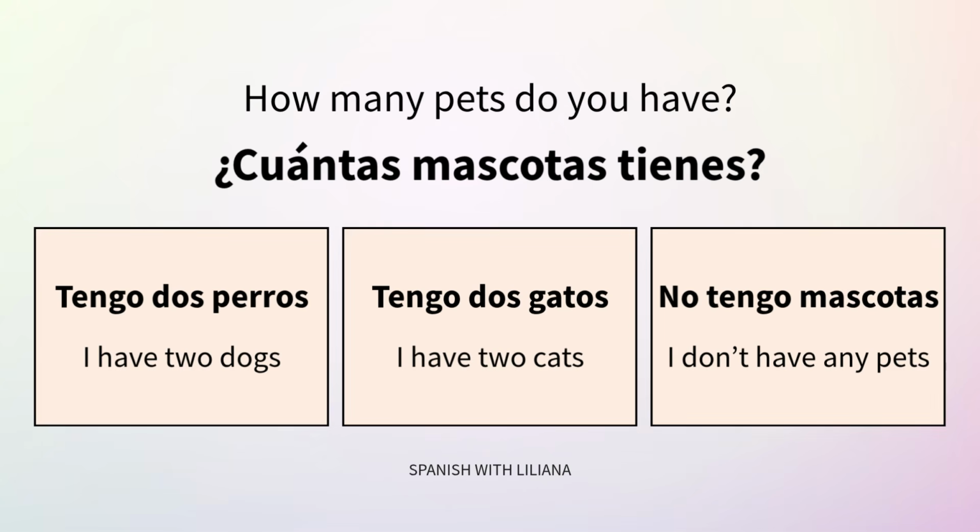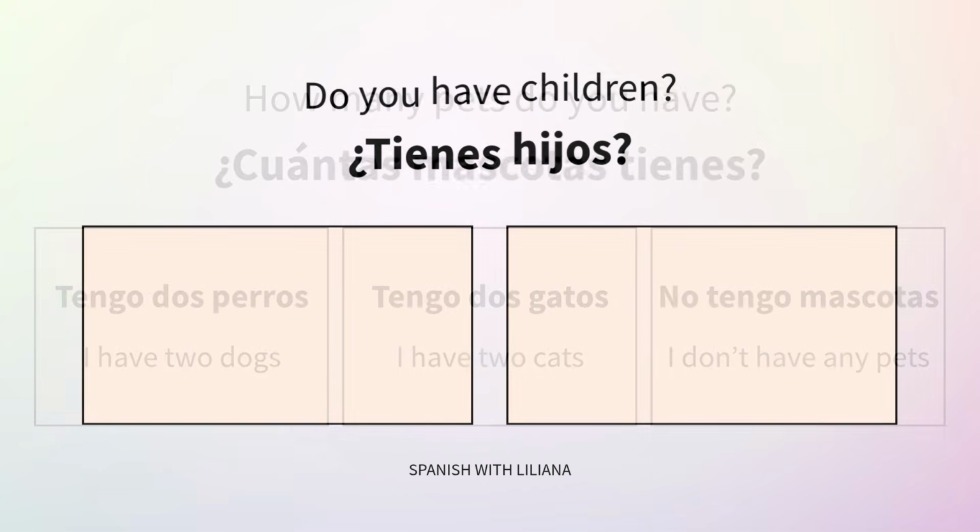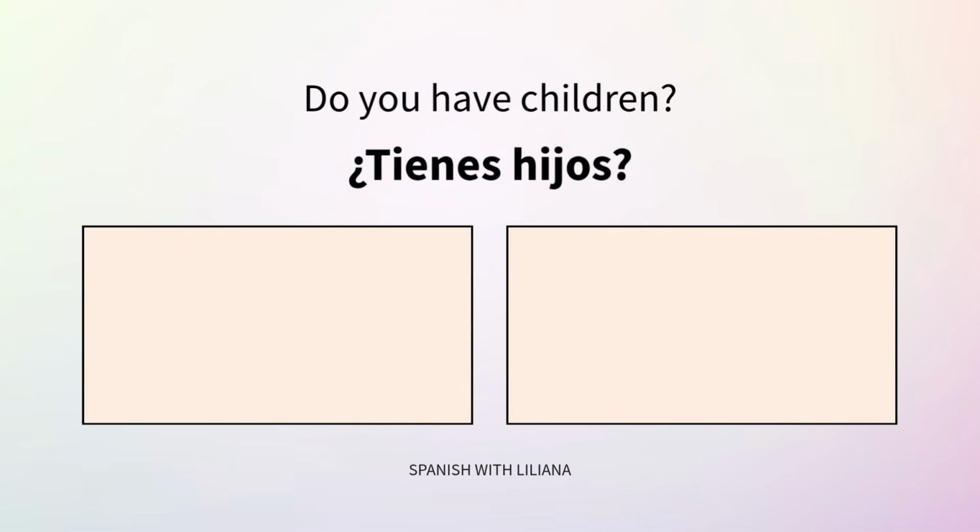So now you can use these questions with other nouns. Just substitute mascotas and then you have more questions. I do want to point out that we use cuántos with masculine nouns and we use cuántas with feminine nouns. All right, let's move on to the next question. Instead of asking how many, we could ask, ¿Tienes hijos? Do you have children?